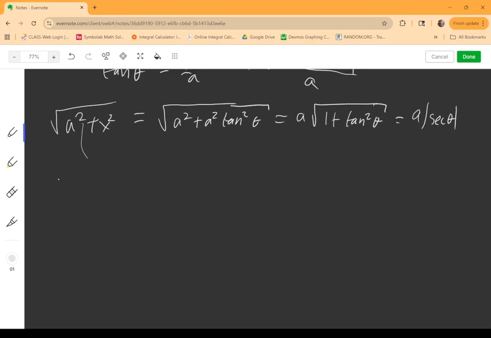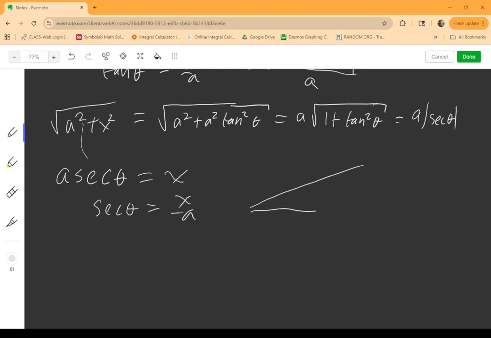So our other substitution would be a secant of theta equals x, or secant theta equals x over a. And again, our triangle, this is theta. It's hypotenuse over adjacent, a, and then for this root we get the root of x squared minus a squared from the Pythagorean theorem. Because all of this is just right triangle trigonometry.